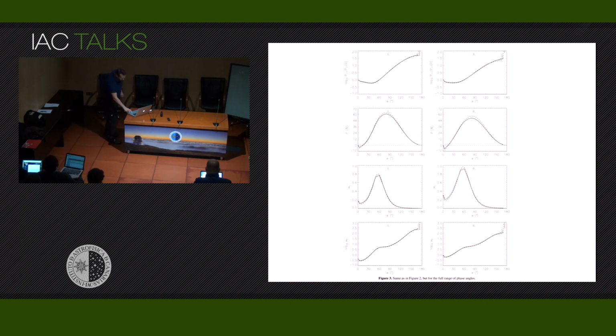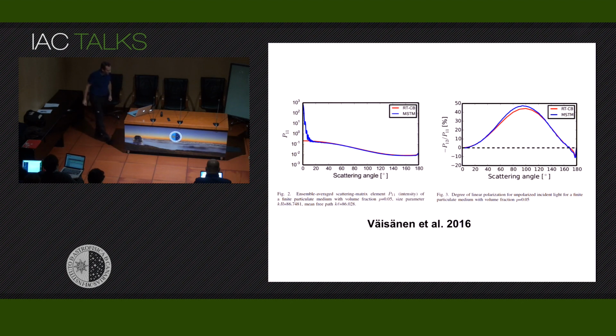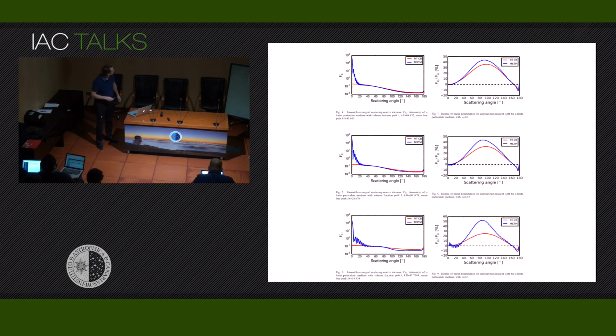Okay, so Timo Väisänen did some additional computations with more beautiful pictures also of this, and you see that the red one is the RTCP, and MSTM, multiple sphere T matrix, is the same as the exact STMM method, just another acronym, and the match is nice. Okay, so what is the problem? The problem is here, so you do not expect this to hold for close-packed media.